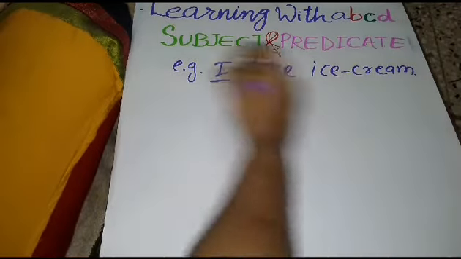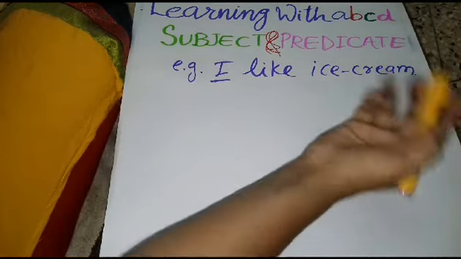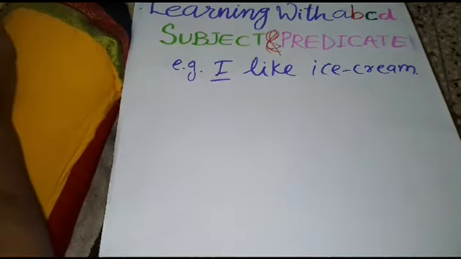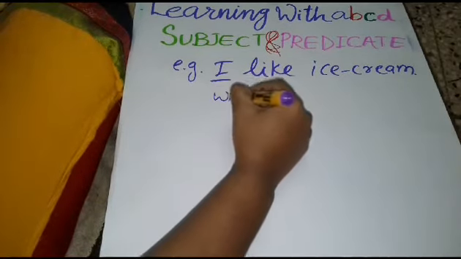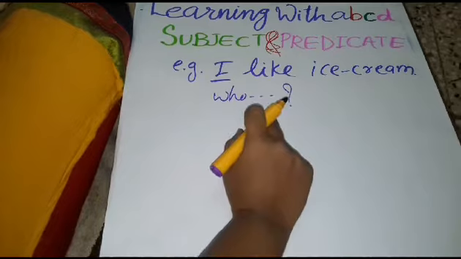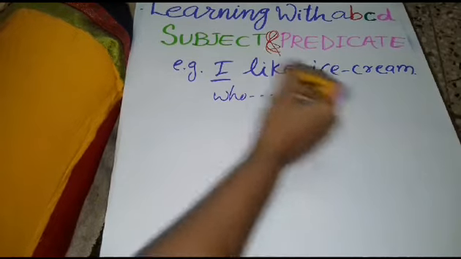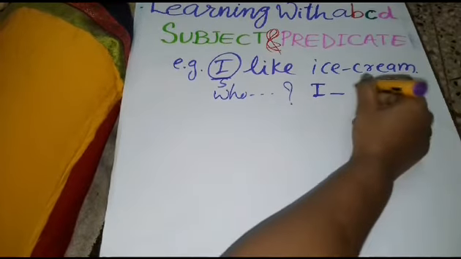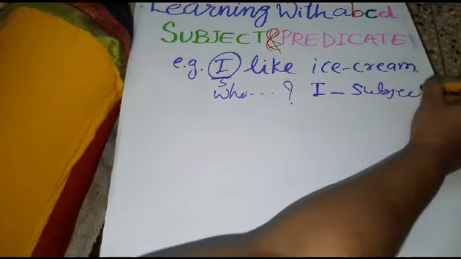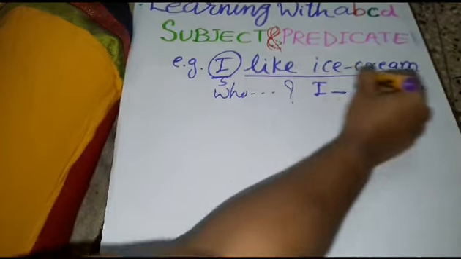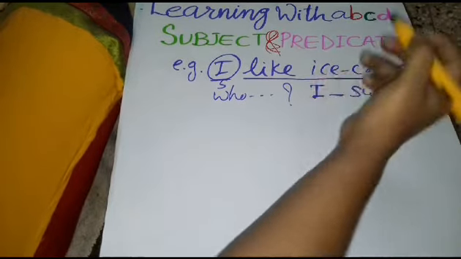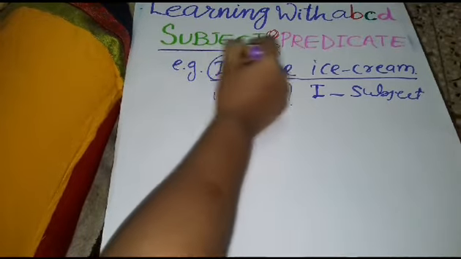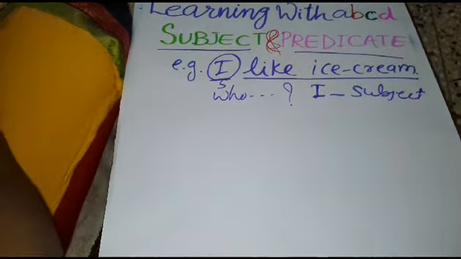Just ask a question, what or who. Now in this situation we will ask who. So if we ask who, what answer we will get? I. So this I is a subject. I is subject. And now the remaining part will be the predicate. So every sentence has two parts, that is subject and predicate.